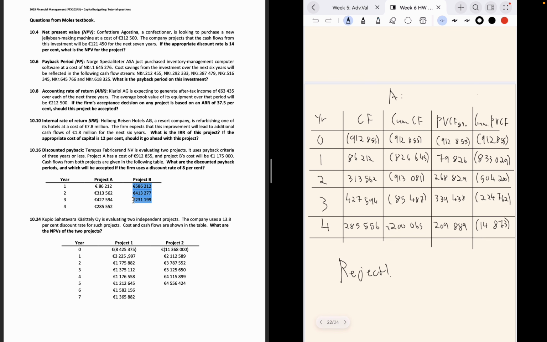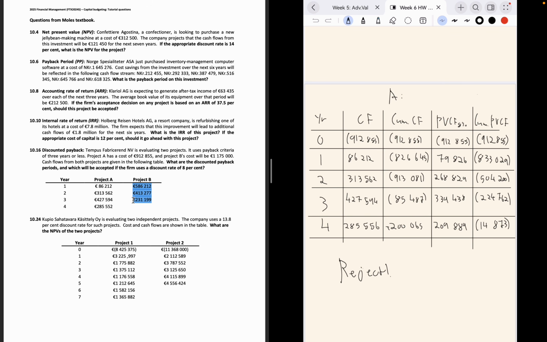Let's do project A. So project A, what is the initial cost? It is 912,855. Again, we carry that over in year 0 to our cumulative present value cash flow, and it stays the same. And the calculation is exactly the same. I'm not going to go through all the numbers, otherwise the video gets too long, but just pause the video, have a look at these numbers, make sure you understand how I got all of them. It's the same method as I did for project B.